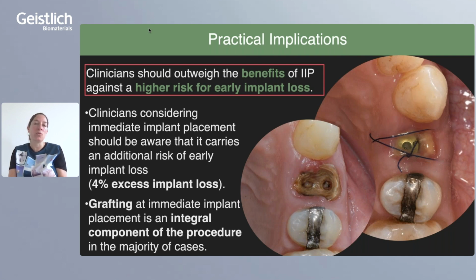This is probably the most important outcome of these systematic reviews when choosing the time of implant placement when a tooth extraction has to be performed. So one more thing you have to consider is that immediate implant placement carries an additional risk of 4% excess implant loss.